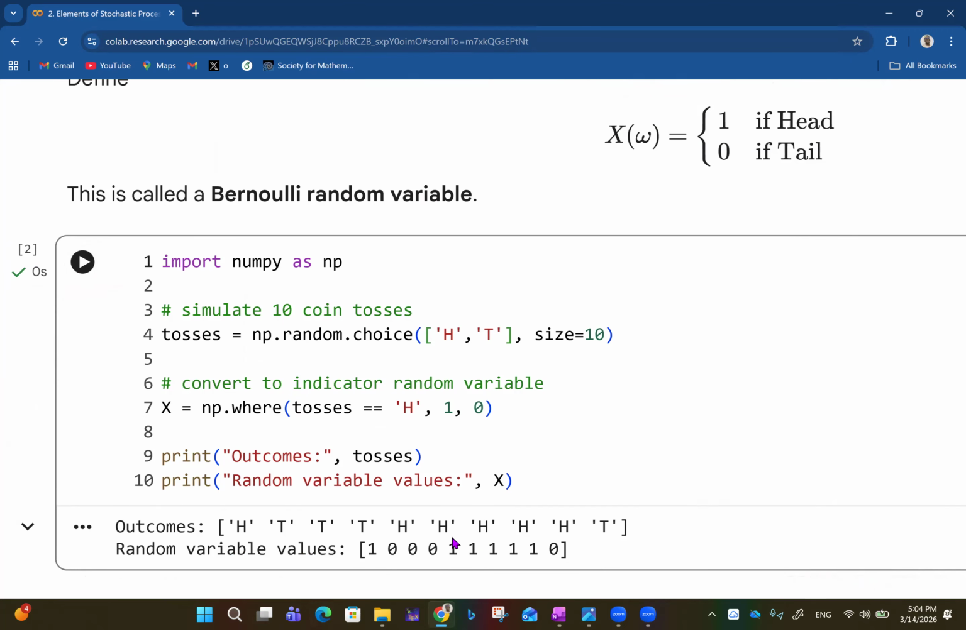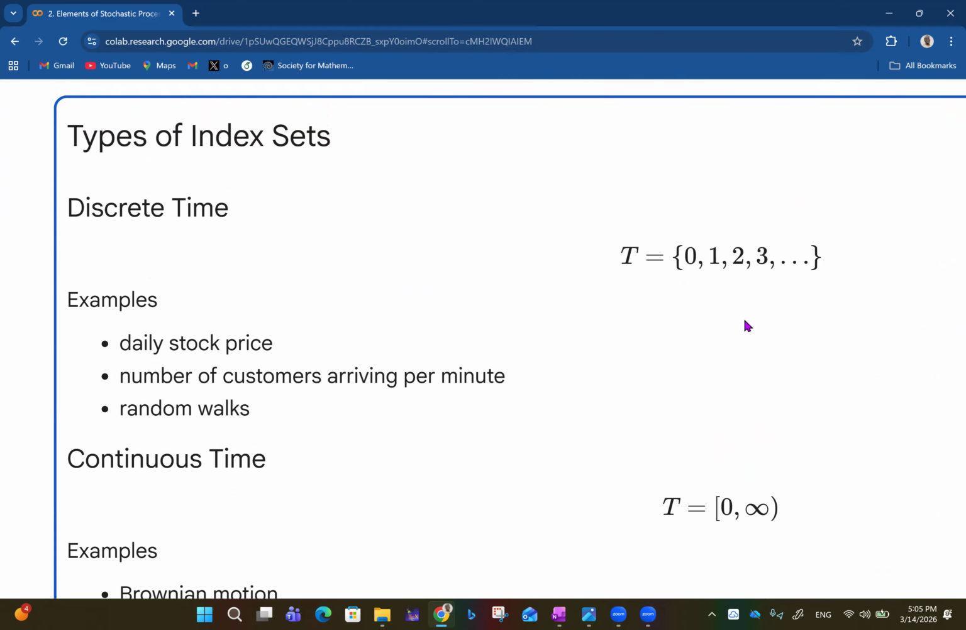You have types of index sets. You have discrete time, that's countable time. Maybe you're doing an experiment, and every minute or every hour or every day you want to take a recording. At time 0, that's the initial condition. After one day, or after 1 minute or 1 hour, you record. After another hour, you keep recording. That's discrete.